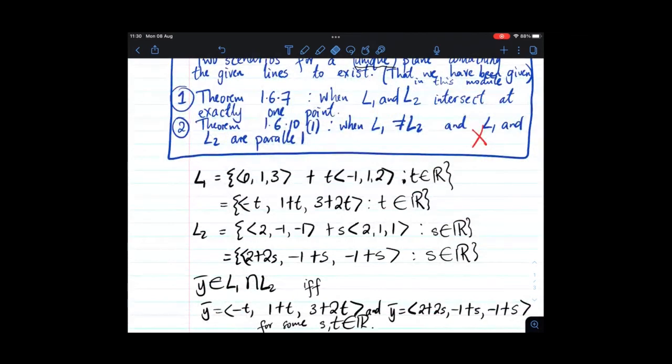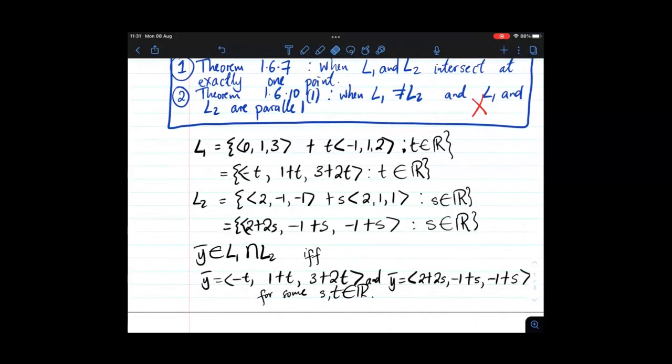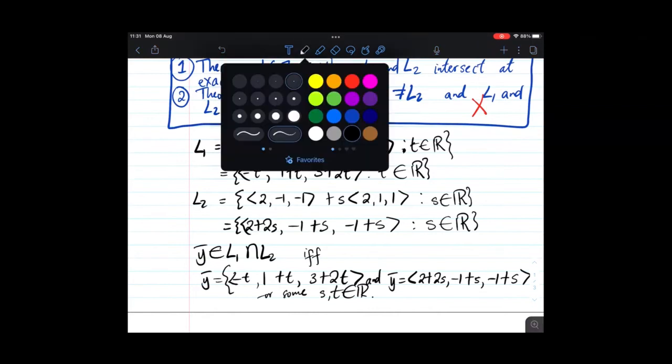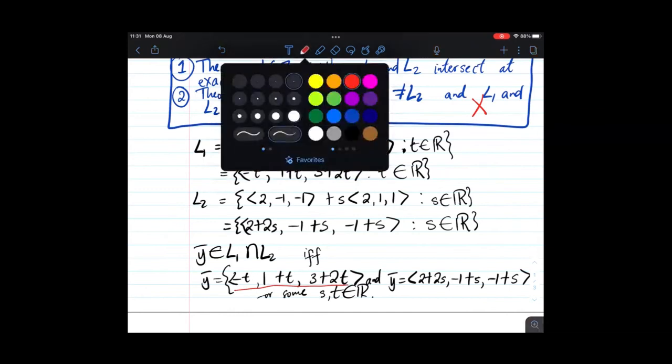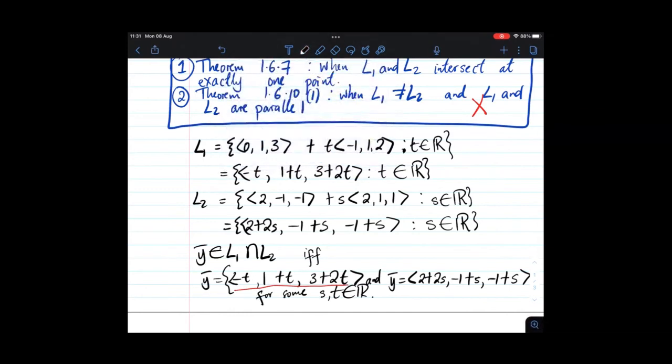And then we say y is a member of L1 intersection L2, if and only if y can be written as an element of L1, which would mean it would look like that, right? And this is for some t, right?